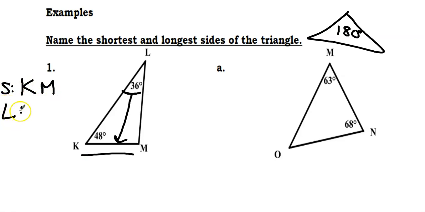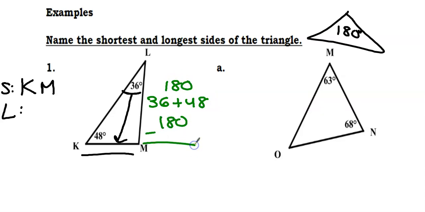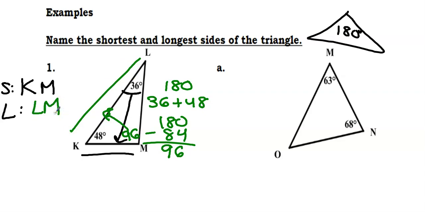Now, how do we figure out what the longest side is? Well, I would have to take 36 and 48 and subtract that from 180. So find the sum of those two, which is 84, and then subtract that from 180, and you get 96. So M is 96 degrees. It looks close to a 90-degree angle, which it pretty much is, but it's 96, a little bit bigger. So then I have LK. So LK is the longest side.